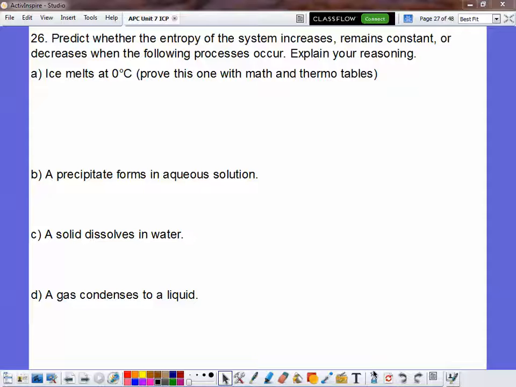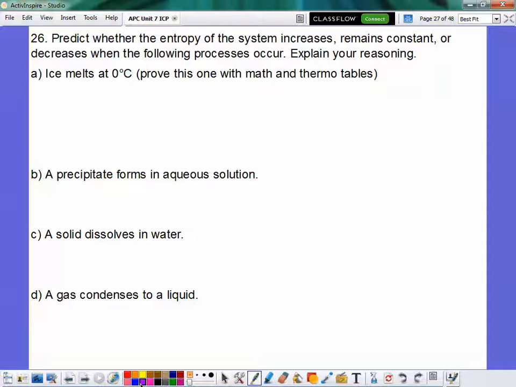All right, this first problem, number 26, is asking whether entropy is increasing or decreasing with each of these processes. And then we're going to do some math with it in number 27. In number 26, the first example is ice melting at 0 degrees Celsius. We're not going to worry about the math with this right now. We'll see the math later. For right now, let's just talk about it conceptually. Is the disorder of the particles increasing, decreasing, or staying the same?